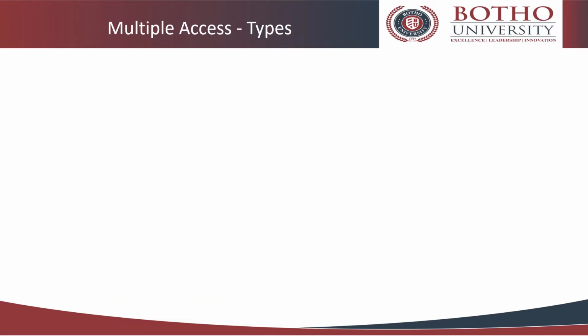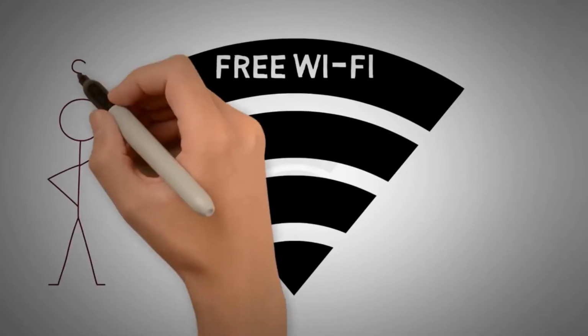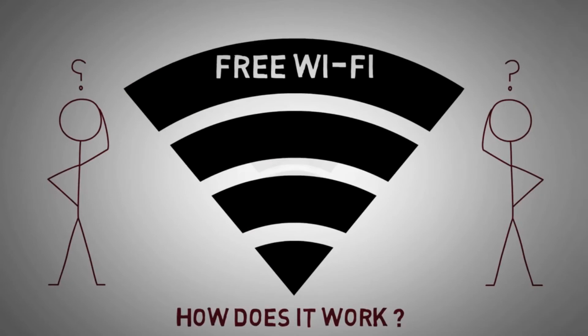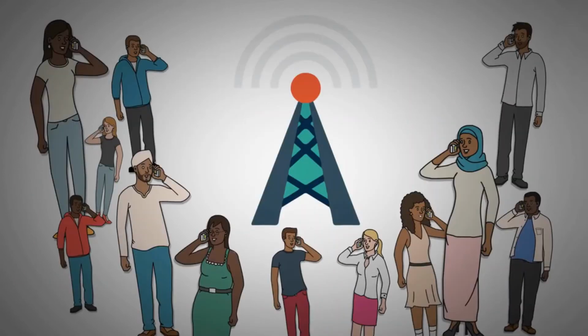In this slide, you will be seeing a video clip that illustrates the types of multiple access. All of us get excited when we see the symbol. But how does it work? Ever wondered how millions of subscribers are served by telecom operators simultaneously?